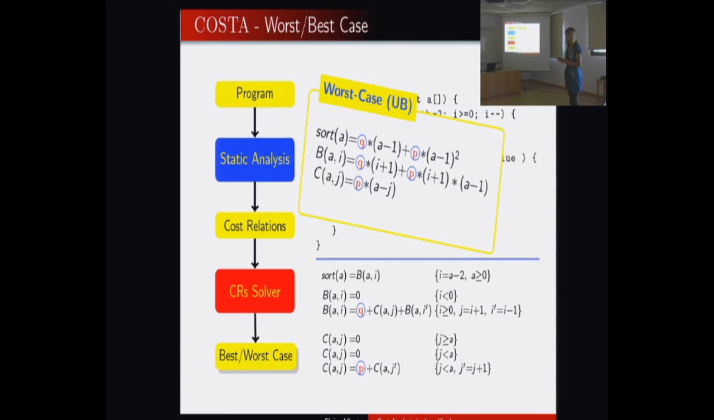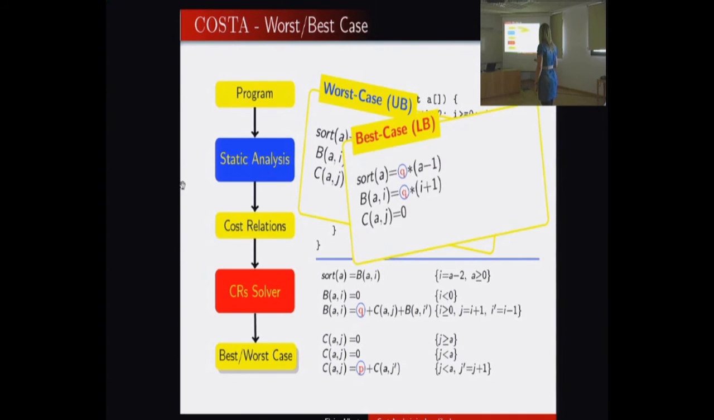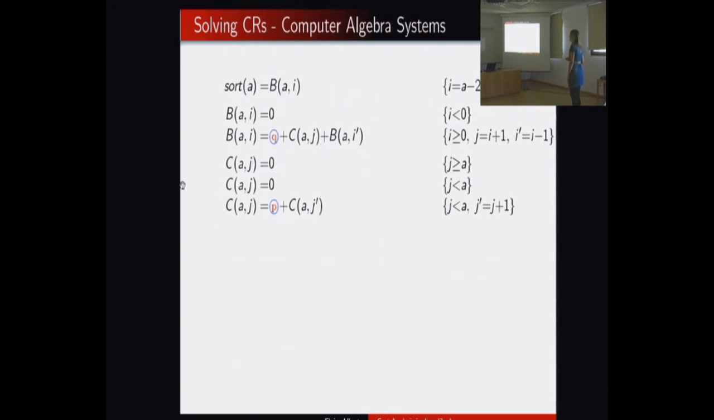What we saw before was a closed formula, which tells me the cost of sorting the array is exactly this expression. And now I want to solve not only sort, but all the auxiliary relations that we have produced as well to compute the cost of sort. So we want to get things like this, and we want to get best case of this form, as we saw before. And this is what the second phase of cost analysis does.